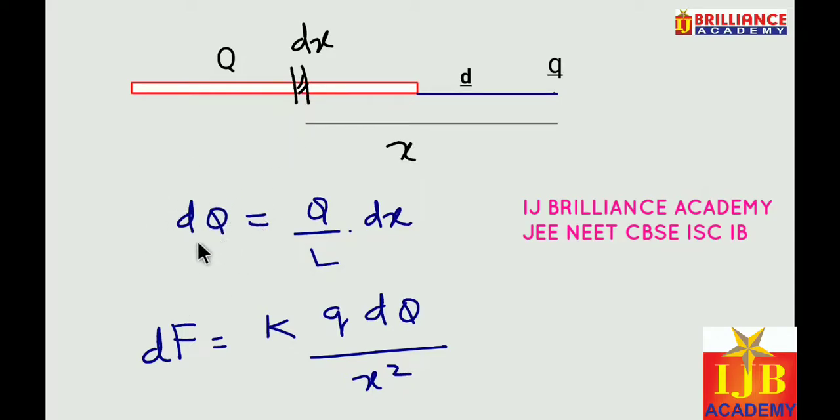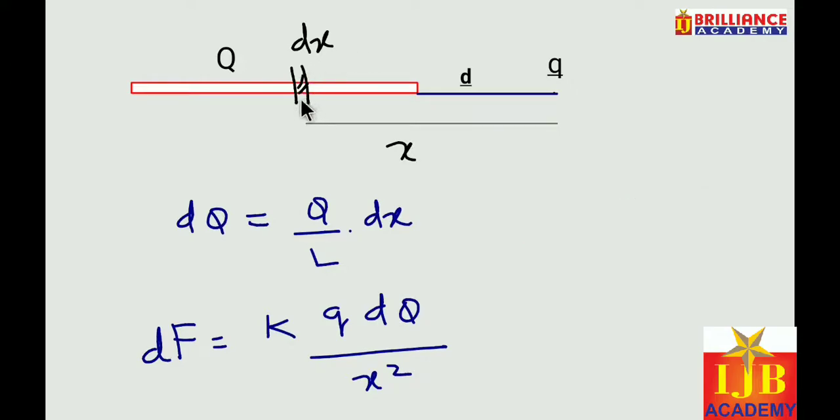Now I am going to find the force between this small charged element and the small charge q, so I am writing dF. dF is given by Coulomb's force formula: F is equal to k q1 q2 by r squared. For saving space I am just writing k, where k is equal to 1 by 4 pi epsilon naught. You can substitute it anytime.